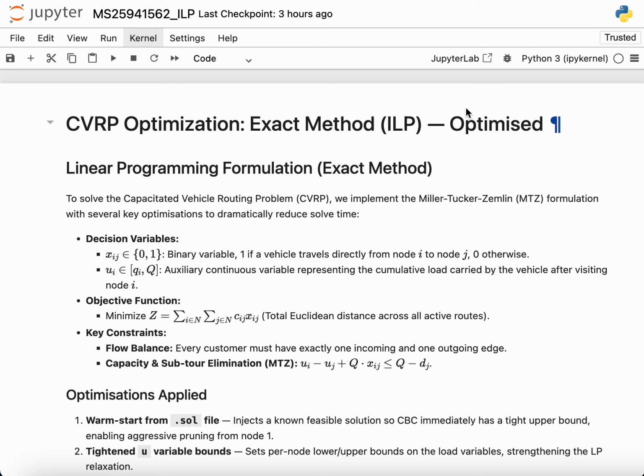My name is Hemantha. My registration number is MS25941562. Today I will demonstrate an exact method solution for the capacitated vehicle routing problem, CVRP, using integer linear programming.